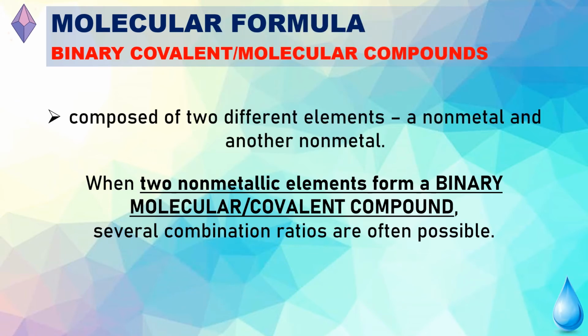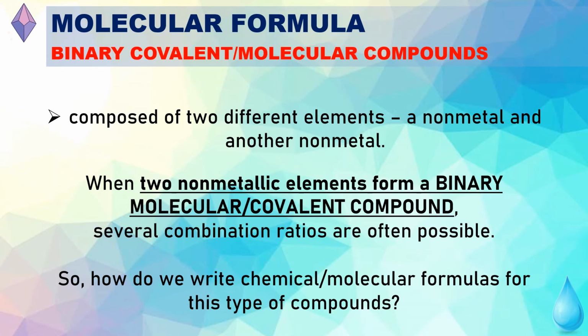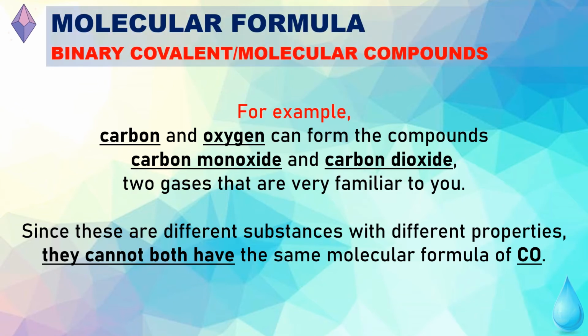When two nonmetallic elements form a binary molecular or covalent compound, several combination ratios are often possible. So how do we write chemical or molecular formulas for this type of compounds? For example, carbon and oxygen can form the compounds carbon monoxide and carbon dioxide, two gases that are very familiar to you. Since these are different substances with different properties, they cannot both have the same molecular formula of CO. To deal with this situation, we use a method that is somewhat similar to that used for ionic compounds, but with added prefixes to specify the numbers of atoms of each element.